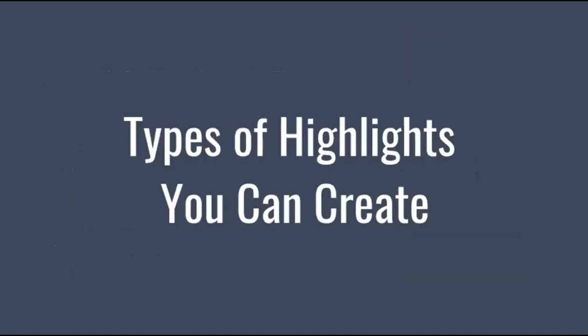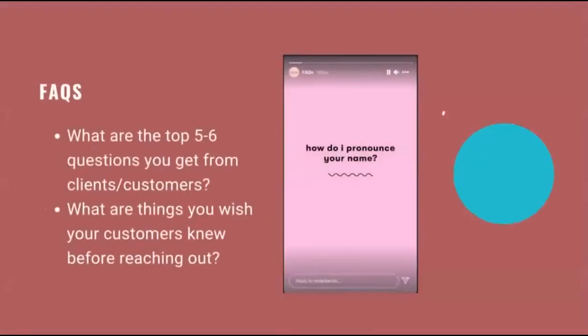All right, so the types of highlights that you can create. The first one that you could create is an FAQ highlight. And this is really great, especially if you have a product of some kind that you're selling, or if you just get a lot of questions from clients. So it's great to have this on your website, but also on your Instagram profile. And so people can come in and click through, and Bandu does a good job of this. And that's where I got this screenshot here.